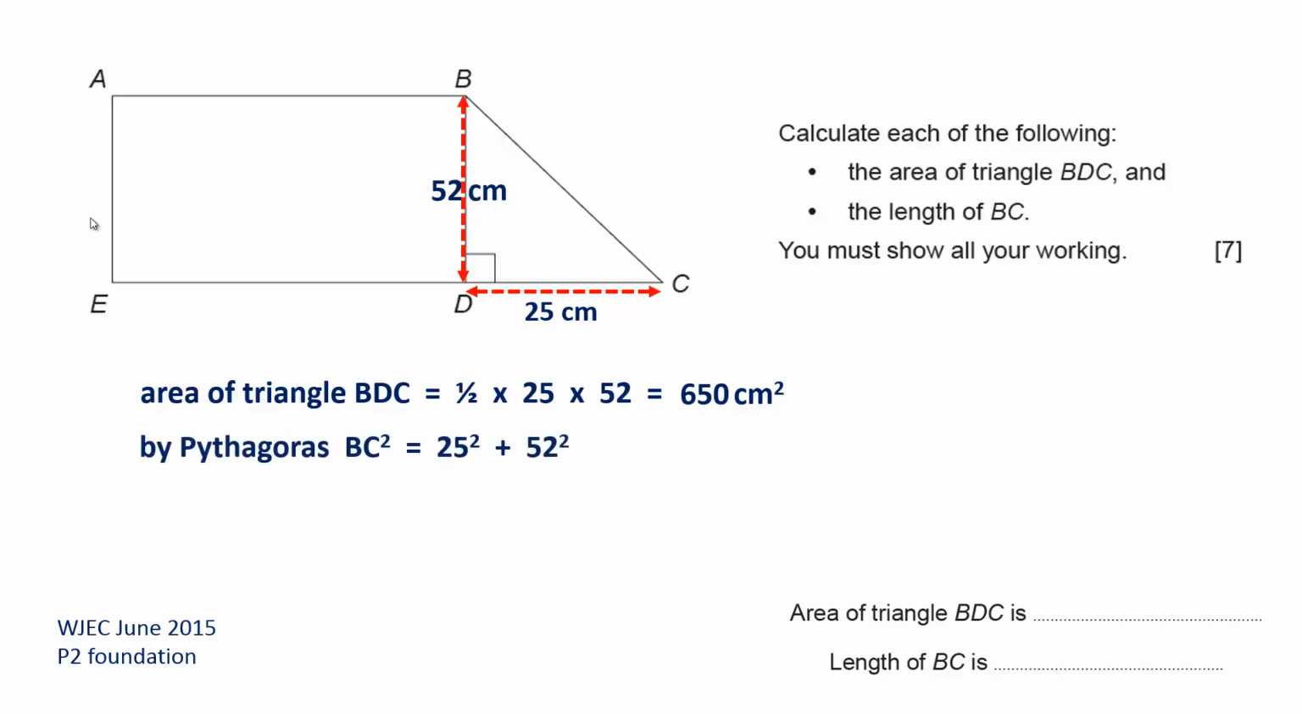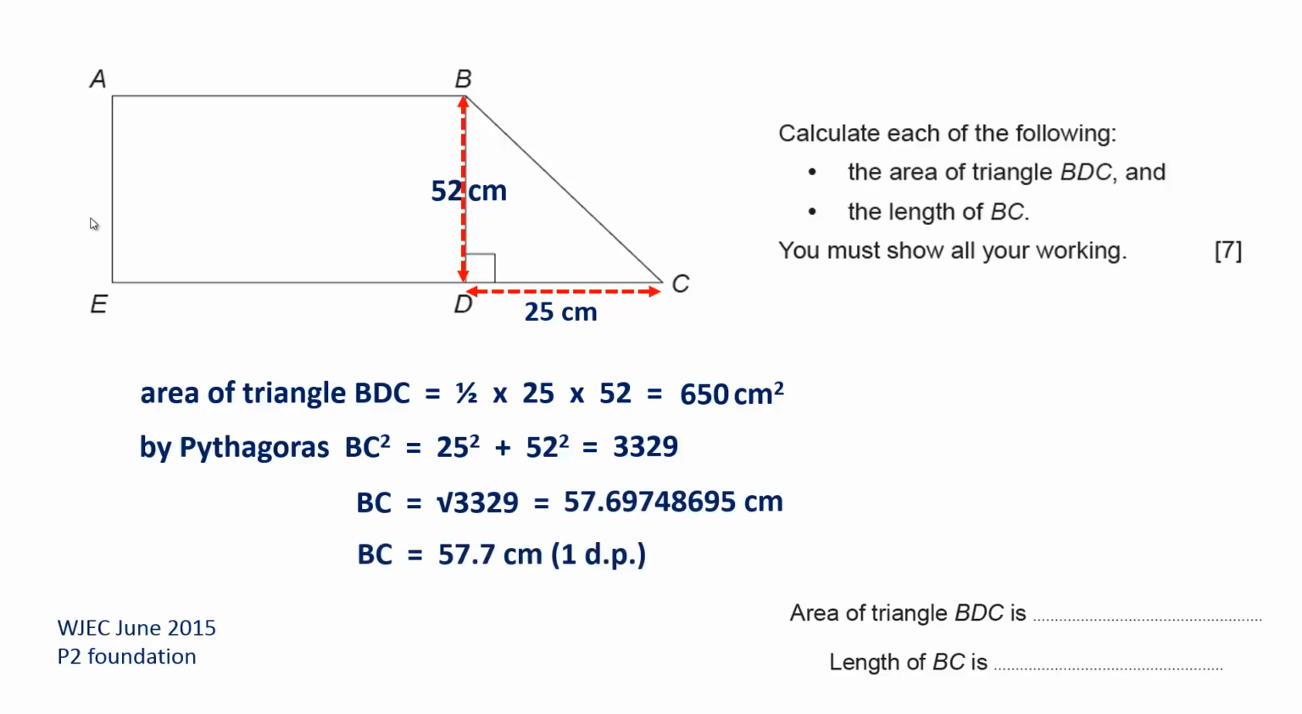So we can say by Pythagoras, BC squared is 25 squared plus 52 squared. Work out all that. 3329. Square root both sides. BC is the square root of 3329, which is that, and we'll work to 1 decimal place, 57.7. So a really good example there where we had to do a little bit of work on another shape to get the length we need to get the answers for the triangle. Let's put the answers in there.